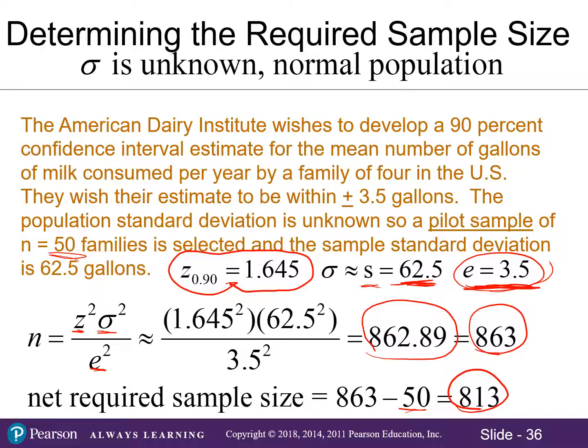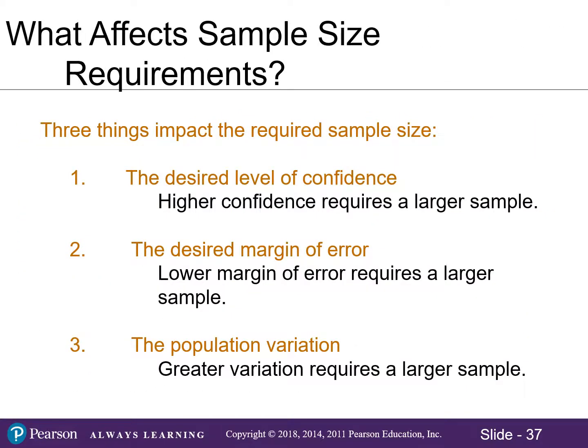That's a lot of people. But again, America is quite a big place with a lot of variation. It's not unreasonable to do a large sample like that when you're trying to do a whole country, especially when it's this size. All right, so what affects sample size?